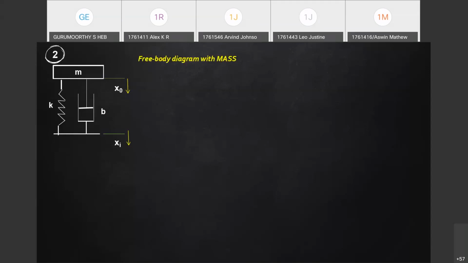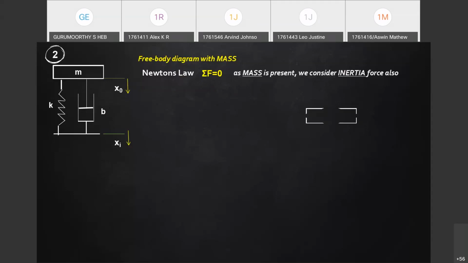Let us see that. First we have to write the free body diagram. There is only one mass, so we write the differential equation with respect to the mass using Newton's law, that is, the algebraic sum of all the forces must be equal to 0. That means no net force is acting on the mass. That is called the equilibrium position.